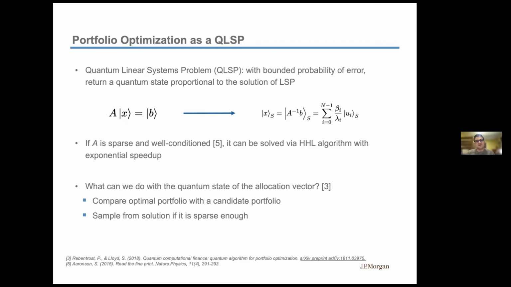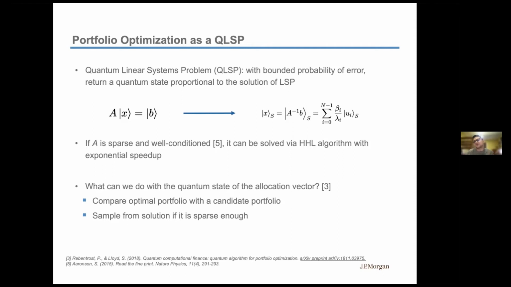However, there are other things we can do without reading out the full state. One is if we have a candidate portfolio, for example, that a portfolio manager has and wants to compare to see how close it is to the ideal portfolio produced by HHL. It's very efficient to compute inner products in quantum. So you can take this portfolio, load it onto a quantum state, and perform what's known as the swap test to compute the inner product, and then the inner product will be 1 if they're exact, and so on.